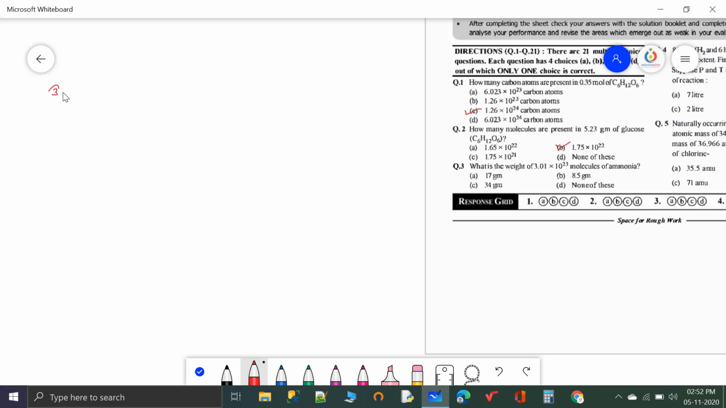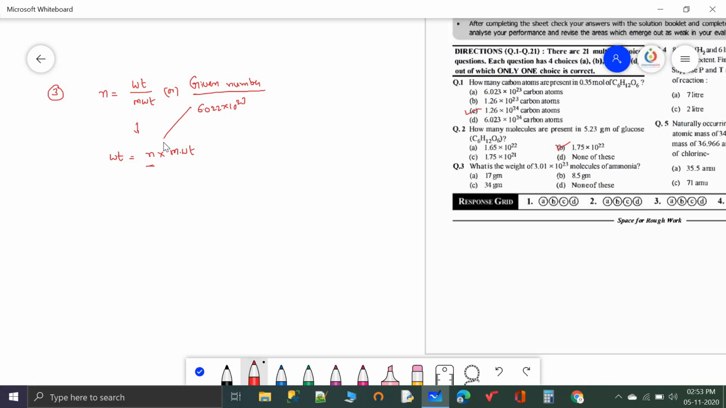Now let us solve question number 3. What is the weight of 3.01 into 10 power 23 molecules of ammonia? So let's see the formula. Number of moles equals weight by molecular weight if mass is given, or else given number divided by Avogadro's number, that is 6.022 into 10 power 23. But we want to get the weight, so this can be converted into weight equals number of moles into molecular mass.